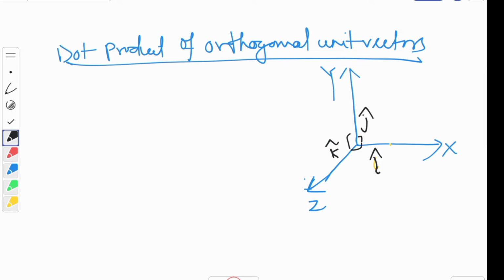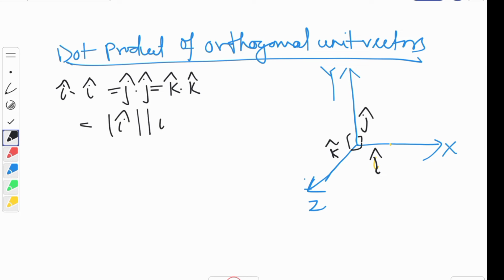Now we'll write i cap dot i cap, or j cap dot j cap, or k cap with itself. Just now we have seen it gives a square, but here we'll see what the formula is. The formula will be i cap, then again i cap.